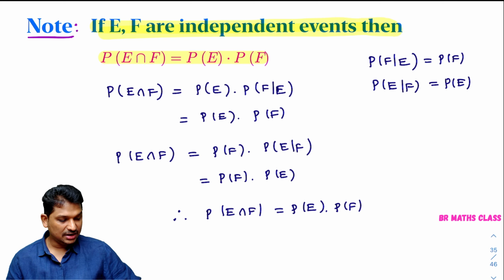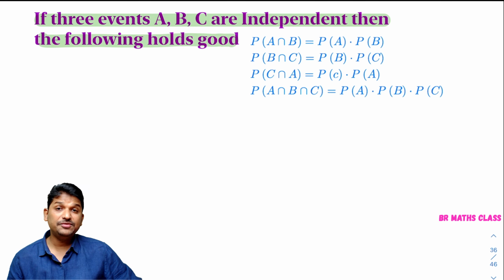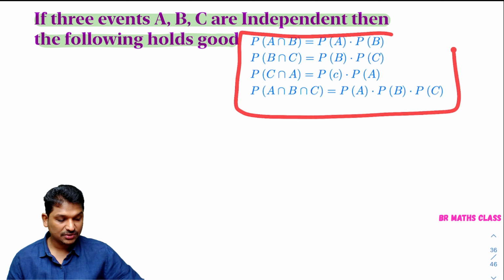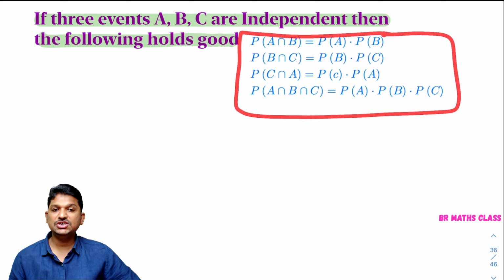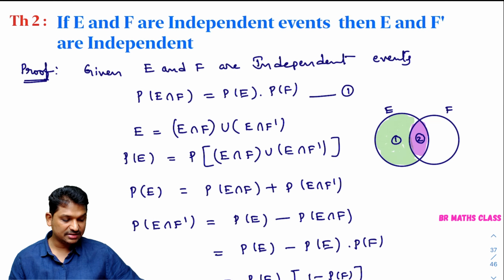And I explained one example for that. If three events A, B, C are independent events, then these four conditions hold good. We can use any one condition, but when we say the events A, B, C are independent, it means all of them must be satisfied. When A, B, C are independent events, you can use any one of the given four.